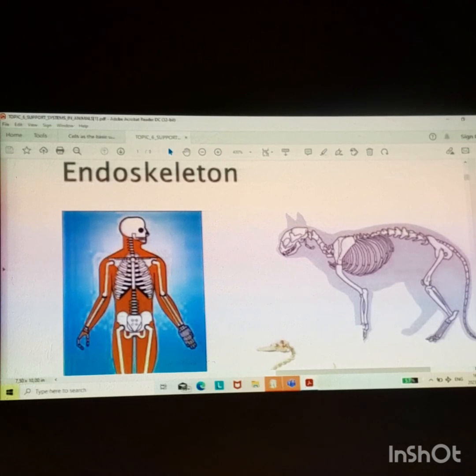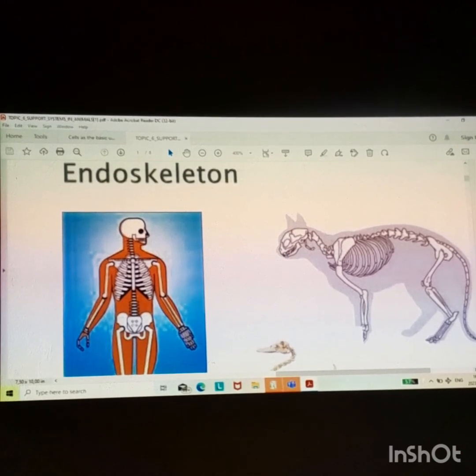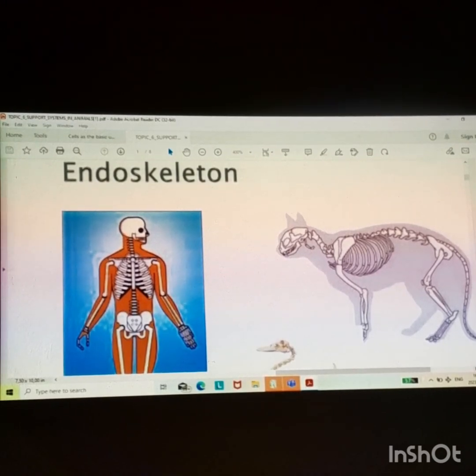What is the advantage of this skeleton? This skeleton protects the vital organs of those organisms. Which organs are those? It is your heart, your lungs, your brain. It also gives support to your body. It also gives the space for attachment of muscles to allow movement.